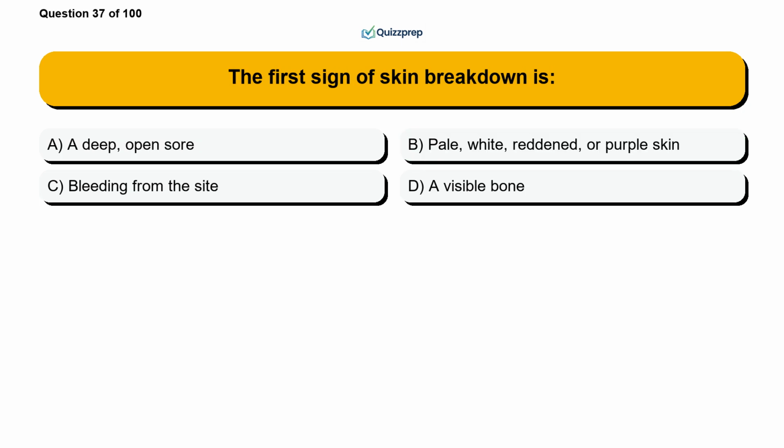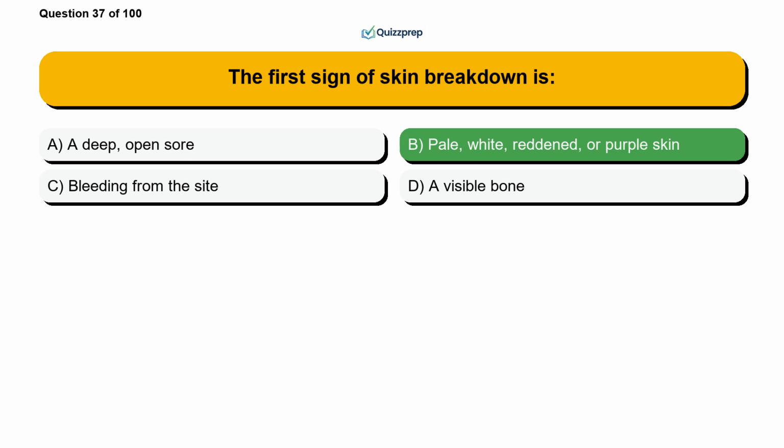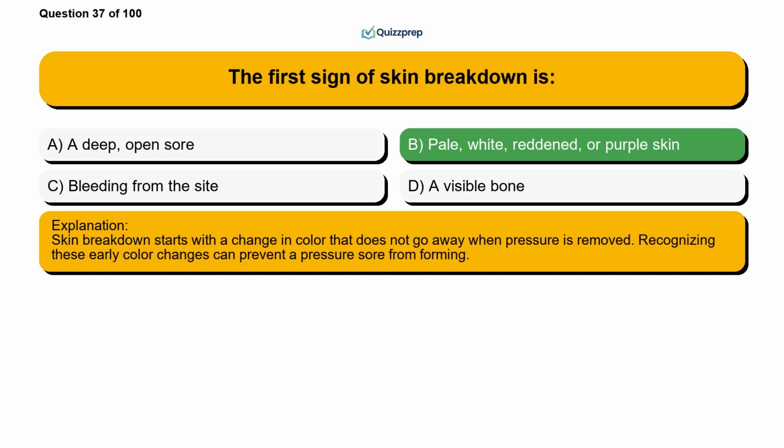Question 37. The first sign of skin breakdown is: Option A, a deep, open sore. Option B, pale, white, reddened, or purple skin. Option C, bleeding from the site. Option D, a visible bone. The correct answer is option B, pale, white, reddened, or purple skin. Skin breakdown starts with a change in color that does not go away when pressure is removed. Recognizing these early color changes can prevent a pressure sore from forming.